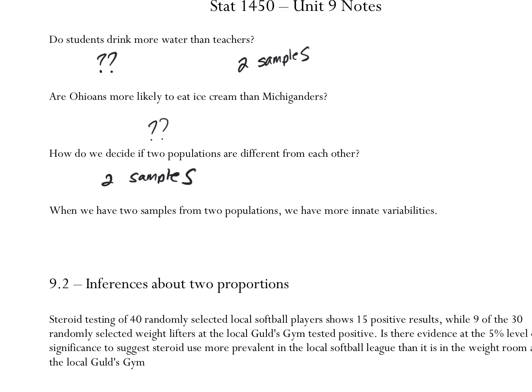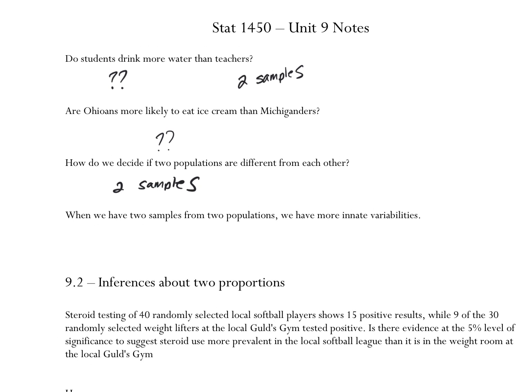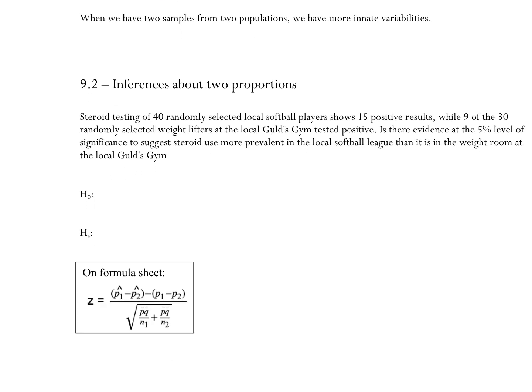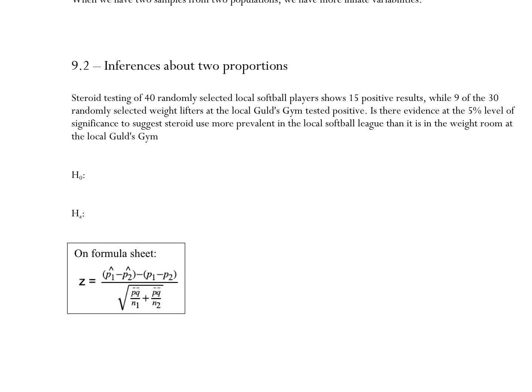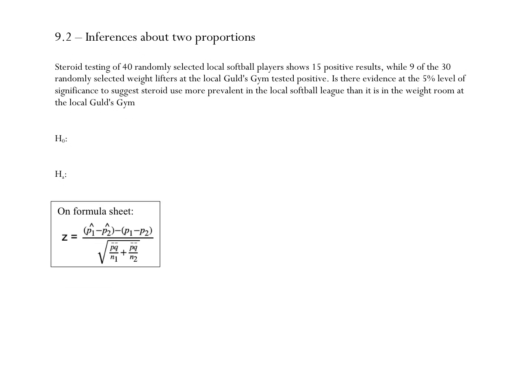Okay? So when this happens, we need to use a different procedure, but it's a very, very, very similar procedure. So the first one we're going to talk through for 9.2, we're focusing today on what happens when what we have are 2 different proportions. Okay? So steroid testing for 40 randomly selected softball players showed 15 positive results and 9 of 30 weightlifters.